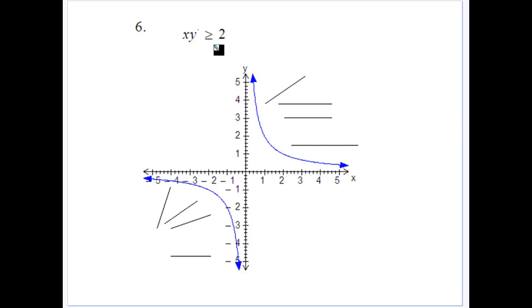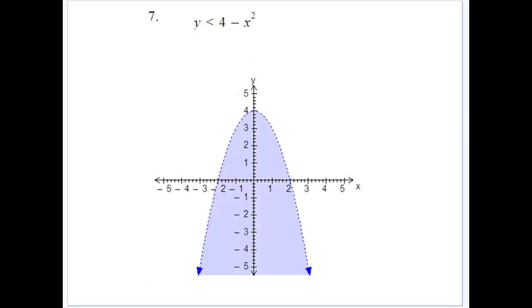X times y is greater than or equal to 2. Again, we graph our hyperbola there, and we test the point. Put 0, 0 in. So 0 times 0 is 0, and 0 is not greater than or equal to 2. So our origin's not in there. It's got to be shaded on the other sides of the hyperbola. Again, it's either shaded between the hyperbolas or on the outsides of the hyperbolas.